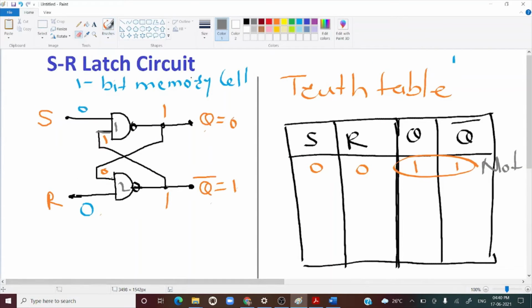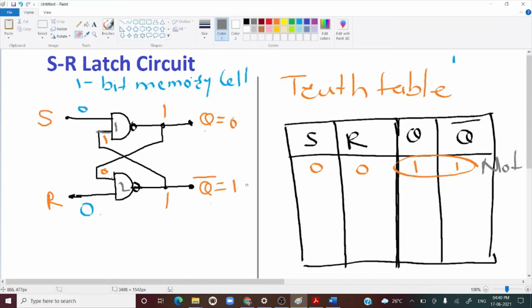Okay. Now we have to compute the output for the next combination. See, here we have assumed the previous output Q is 0 and Q bar is 1, and for that we have got the next output 1 1. Even if you assume this is 1 and this is 0, then also we'll get the same output, because here one input of each NAND gate is already 0, so the output is obviously forced to be equal to 1.